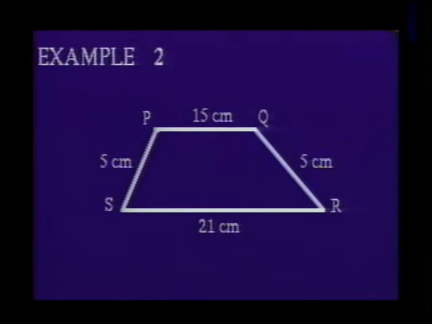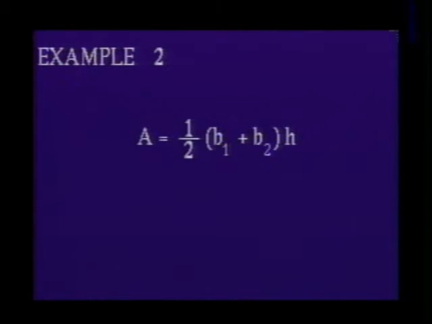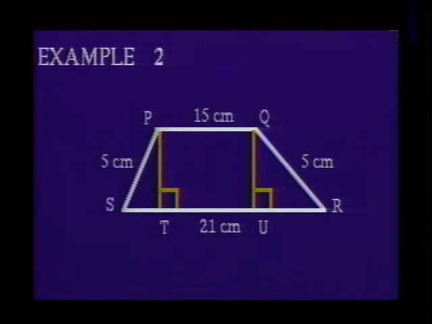Example 2. Find the area of the isosceles trapezoid PQRS with bases of 15 centimeters and 21 centimeters and legs of 5 centimeters. First, make a drawing and enter the given information. Recall that the formula for the area of a trapezoid is A = 1/2 times the sum of the bases times the height. We are given the lengths of the bases, but we must calculate the height of the trapezoid.